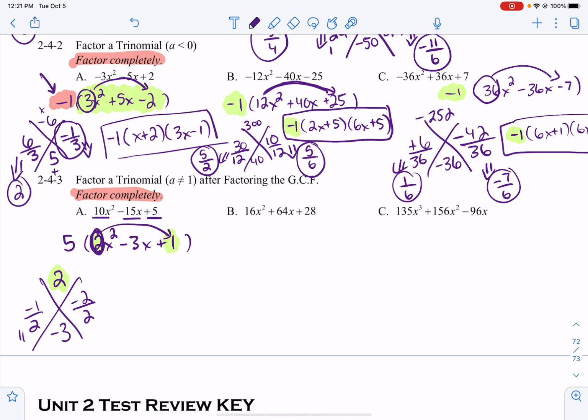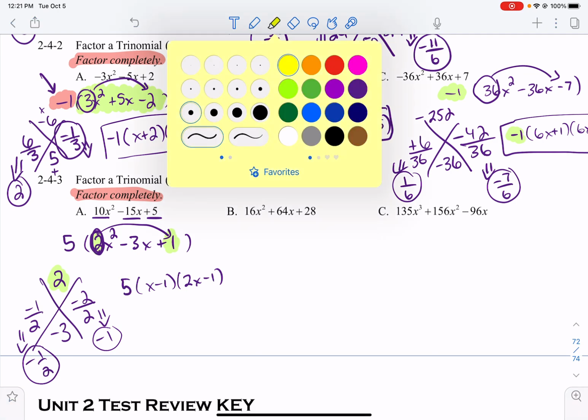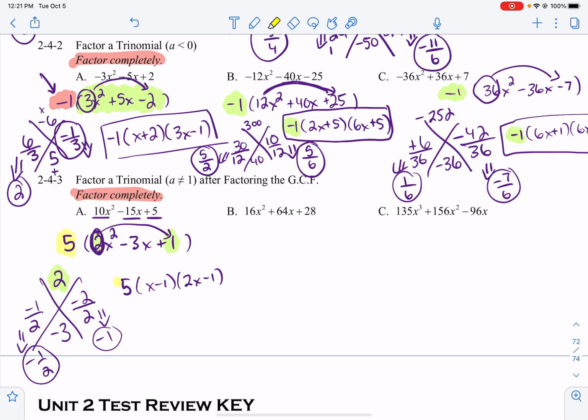So on the left, I've got negative 1/2. On the right, negative 2 divided by 2, that's just negative 1. So my parenthesis, I get an x minus 1 from the right. I get a 2x minus 1 from the left. And I had that 5 in the front. Remember, clear back here, this 5 shows up at the end, in front of my parentheses.